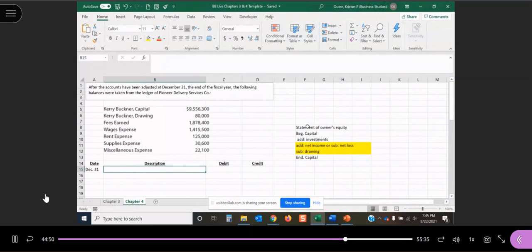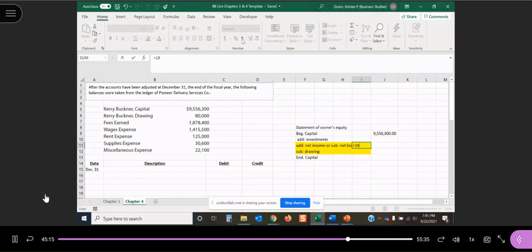So over here, I've done a quick little statement of owner's equity. So let's put in some information that we know. We know that we have $9,556,300 as Carrie's beginning capital. There were no additional investments, so we don't have to worry about that. Our net income or our net loss? Well, she had $1,878,400 in fees earned, and we subtract away all those expenses.